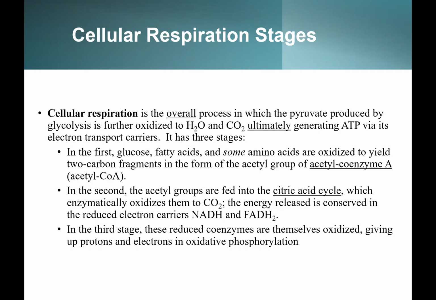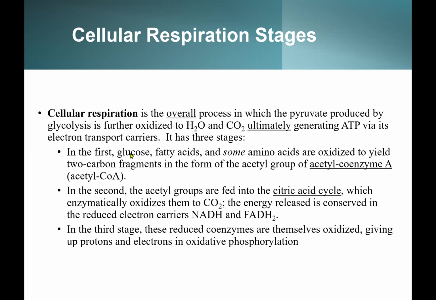And the ultimate goal is not only to go through the citric acid cycle, but to go through oxidative phosphorylation, which is a chain of electron transport carriers, and make a whole heap of ATP. So that's the big picture.